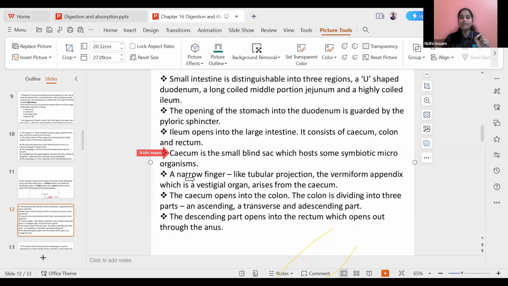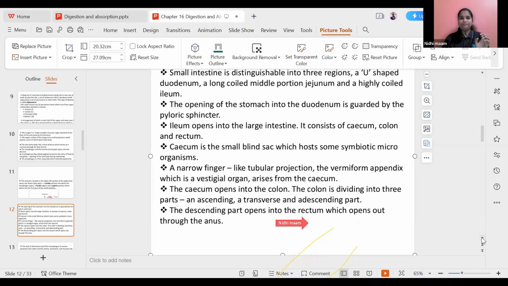Next, a narrow finger-like tubular projection, the vermiform appendix, which is a vestigial organ, arises from the cecum. A tubular projection is seen from the cecum, and we call it the vermiform appendix. Then the cecum opens into the colon. The colon is divided into three parts. Colon is the largest part of the large intestine. So there are ascending, transverse and descending parts. The descending part opens into the rectum. So cecum, colon and rectum are the parts of the large intestine, right?